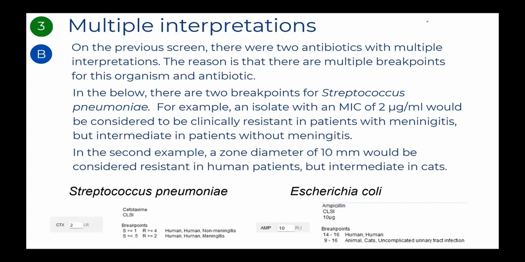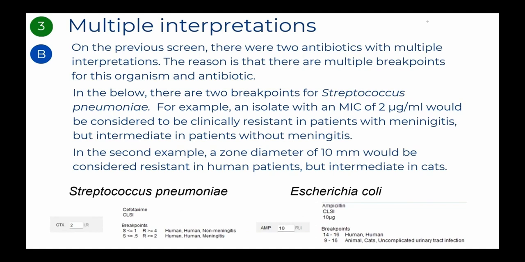Multiple interpretations. For some bacteria and antibiotics, there are different clinical breakpoints depending on the disease, for example, meningitis and urinary tract infections. There can also be different breakpoints depending on the animal species. In the lower left, you see an example with Streptococcus pneumoniae. There are 2 different breakpoints depending on whether the person has meningitis or not. There is also an example for Escherichia coli and ampicillin, showing that there are different clinical breakpoints depending on whether the patient is human or a cat.